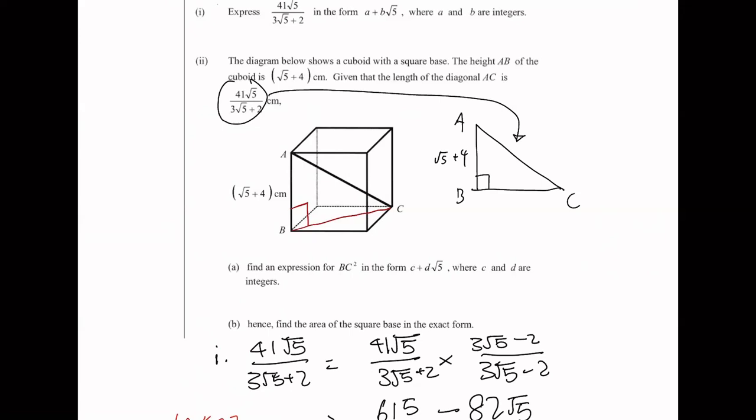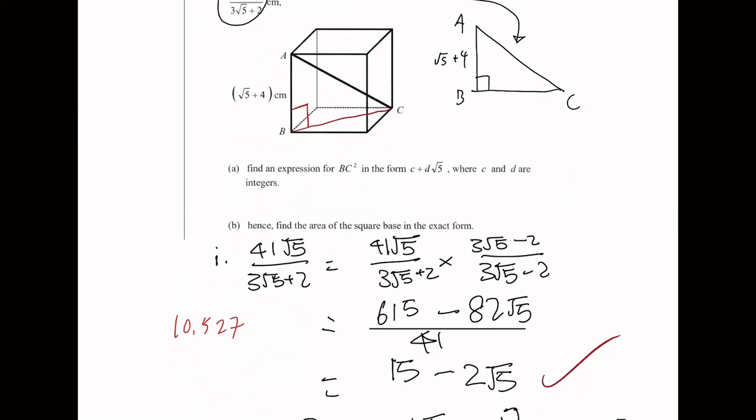Find the area of the square in exact form. Let's see. Oh, by the way, this is part B. Oh, you need an expression for BC square. Okay, let me see.